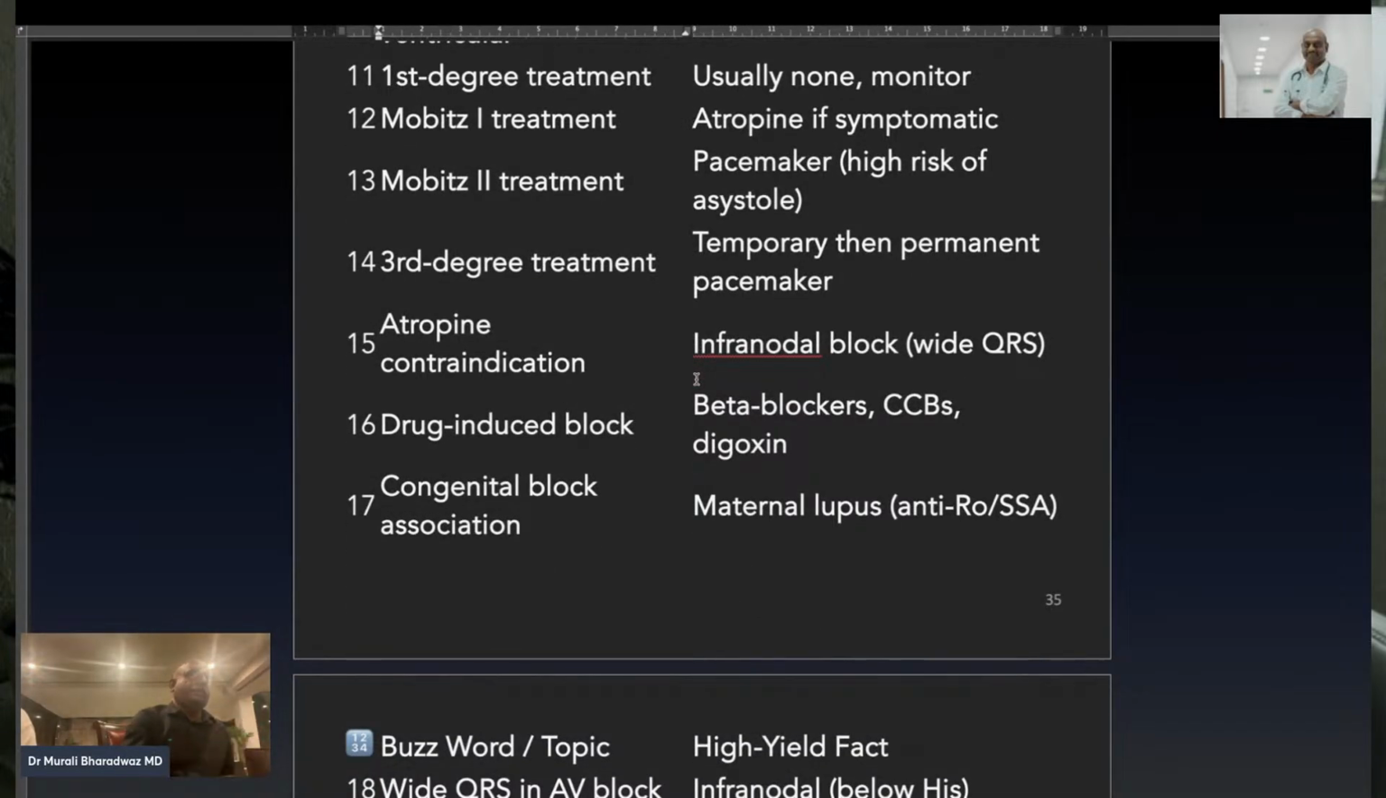Never give atropine if the ventricle is itself dead. If at all the block is located not in the AV node but below the AV node, an infranodal block, then don't give it. That means if the QRS is wide, don't give atropine.